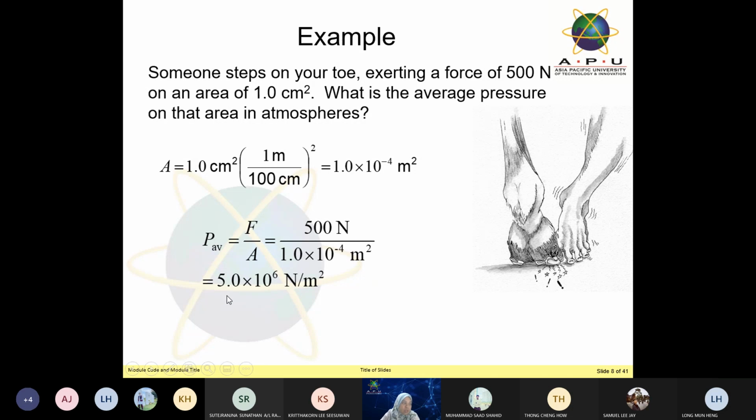So now we have finished until the answer here. So make sure the most important thing in this chapter is to convert the area to the meter. Then everything will be fine. 5 times 10 to the power of 6. Samuel answer already. Okay, correct. And then put the unit for pressure, Newton per meter square or Pascal, PA. Okay, either one also can.